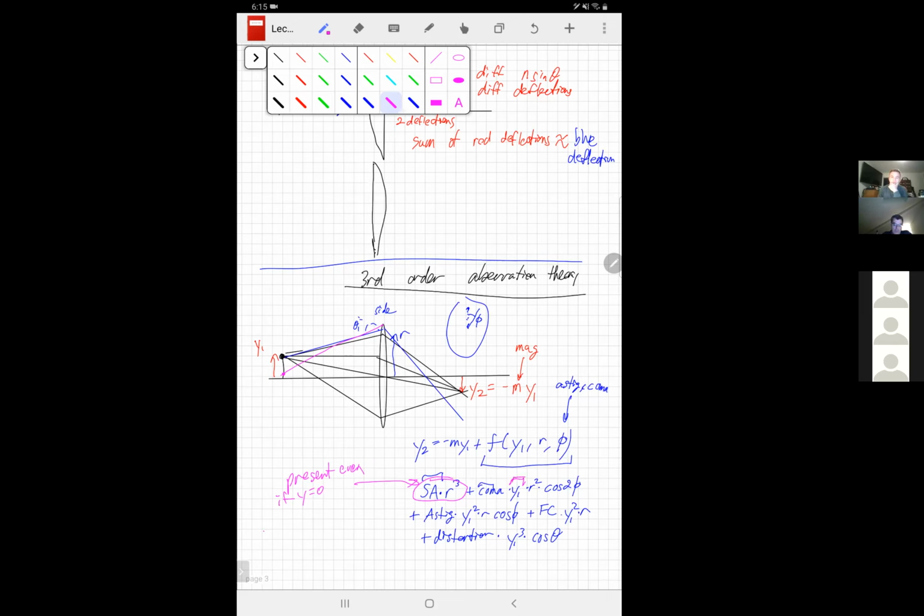As you go further off axis, well, now y is non-zero. Of course, y squared is non-zero, and y cubed is non-zero. If I take a tiny number y, and I square it, what's bigger, y or y squared? Why? Exactly. So this is the next most important thing. And then astigmatism and field curvature are the third most important things.